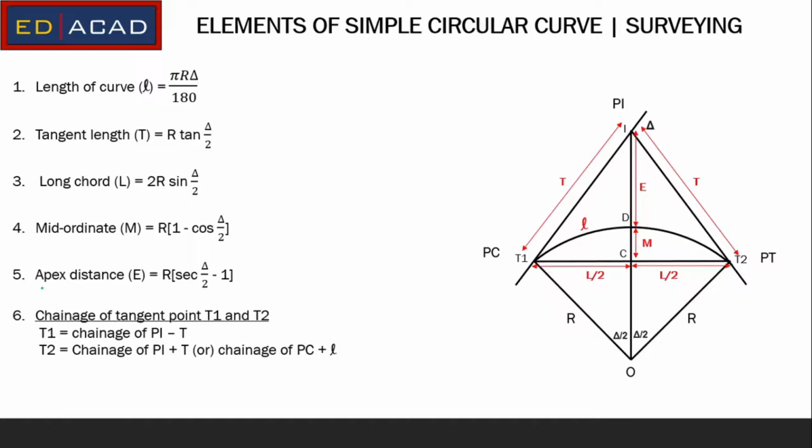Now let us look at apex distance. So for getting apex distance, look at this bigger triangle, which is O, I and T1. So let me plot this separately over here. So this is T, this is R, this is delta by 2, and this distance, as you can see, is the OI distance. This can be written as R, this is the radius, plus the apex distance E, right?